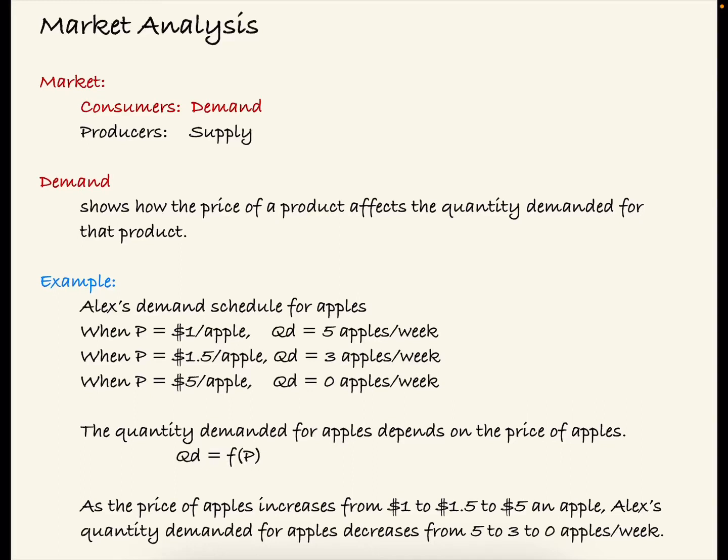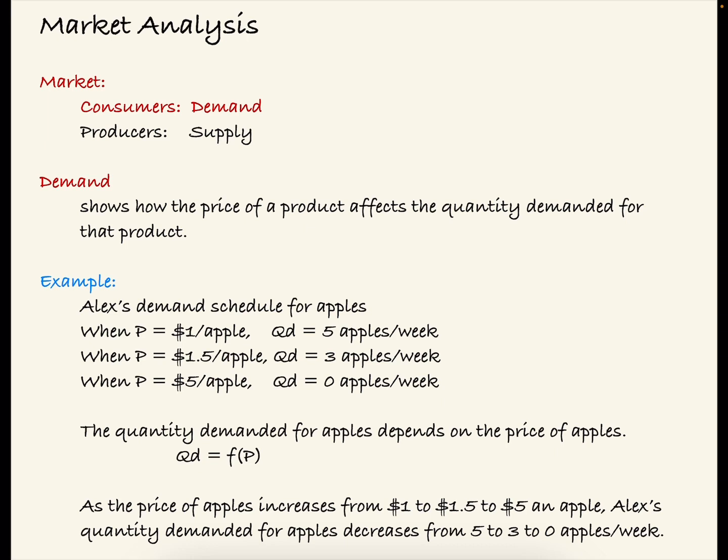Now let's talk about market analysis. In a market, we have two parties. Consumers are the ones who demand the goods or services, while producers are the ones who supply the goods or services. Today we're going to focus on demand, and demand shows how the price of a product affects the quantity demanded for that product. Here's an example, and today we're going to look at Alex's demand schedule for apples.